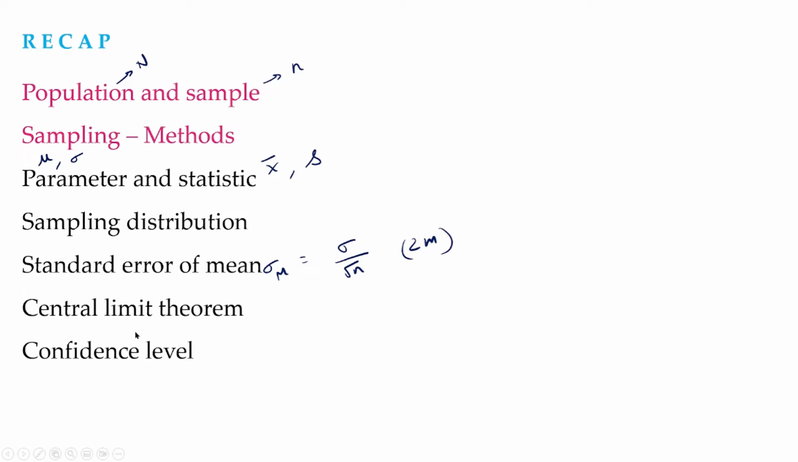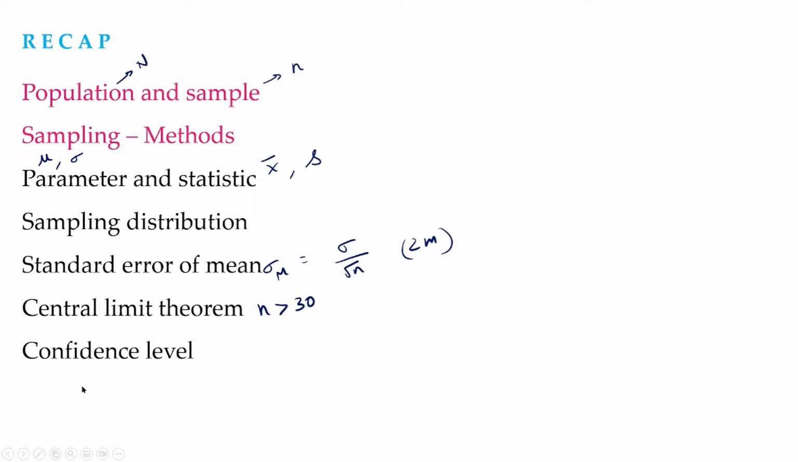Next we have central limit theorem. As I already mentioned, it is a very important theorem in statistics. According to this theorem, any sampling distribution will become a normal distribution as the sample size increases. So for central limit theorem to hold, we need to have a sample size of more than 30. In that case, we can assume that the sampling distribution will lead to normal distribution.